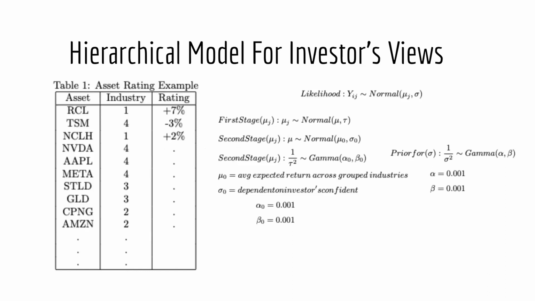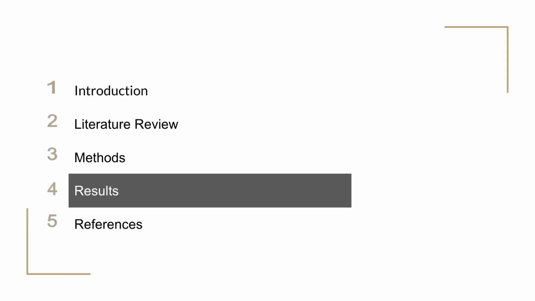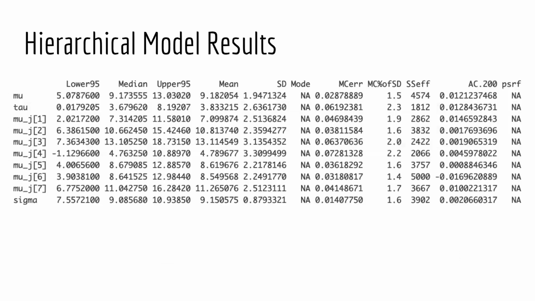This is just an example of the hierarchical approach that we'll be taking. This would be the posterior expected returns and new weights calculation using the Black-Litterman model. This is just the data that we've collected for each ETF and also the industry-specific assets grouped numerically 1 through 7.